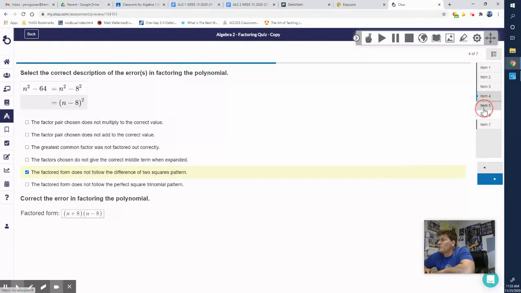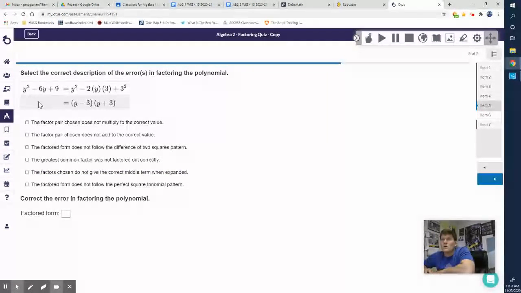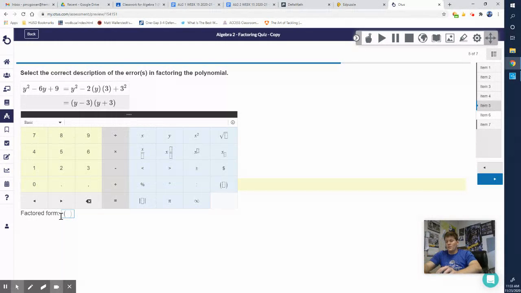Going on to item number 5. Y squared minus 6y plus 9. They're using the perfect square trinomial pattern, but they set it up here incorrectly. With this one here, we should have it being exactly the same with both parentheses. So we want our y minus 3 twice, y minus 3.